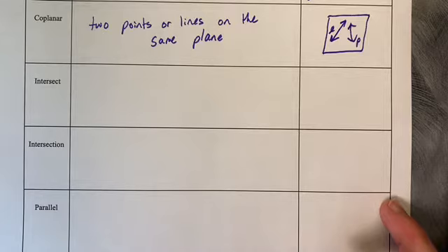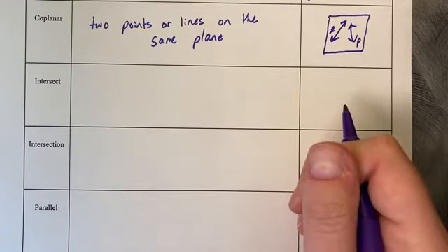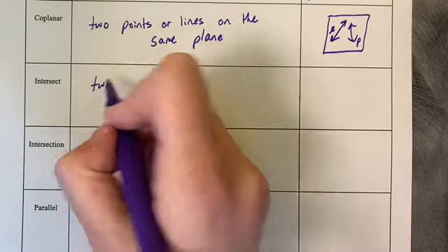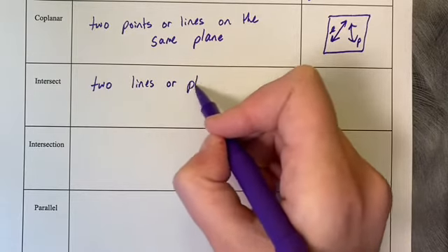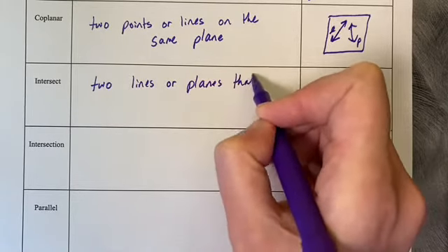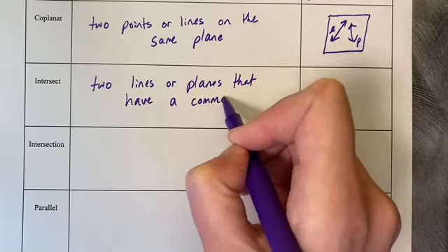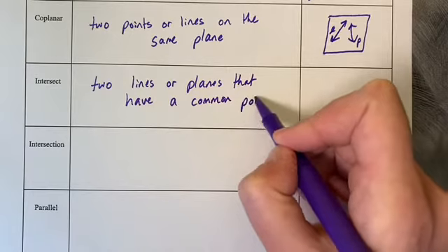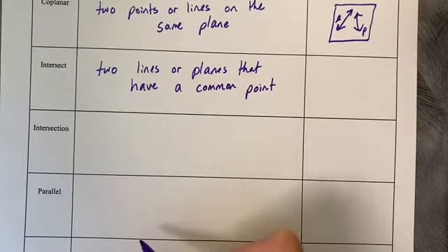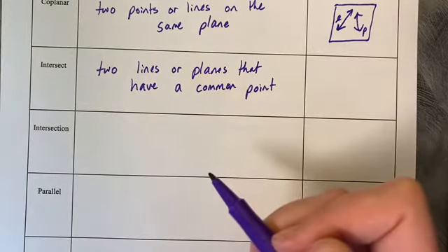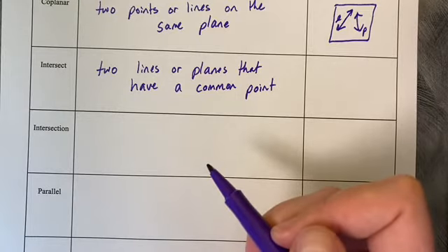Intersect. Two or more lines or planes that have a common point. An intersection is the common point or points where the two lines, planes, or I'm sorry, points, lines, and or planes intersect.